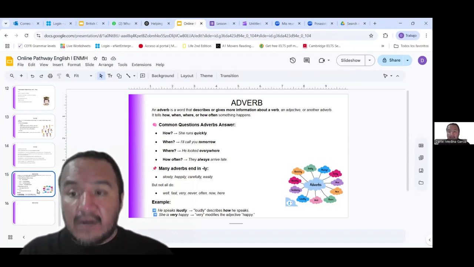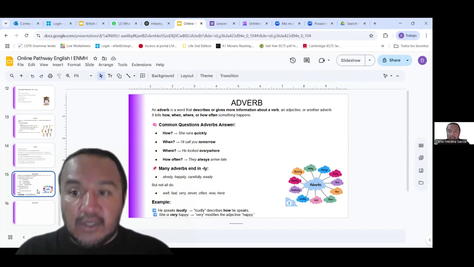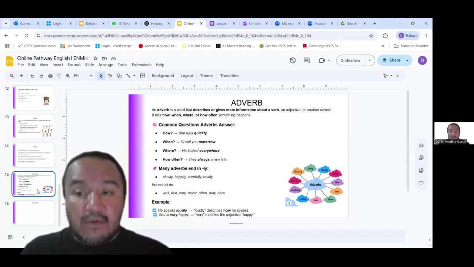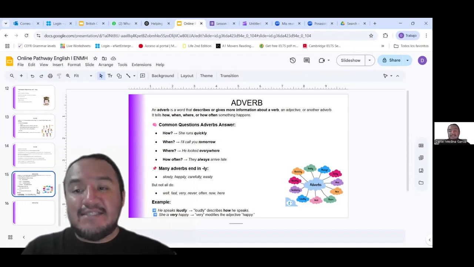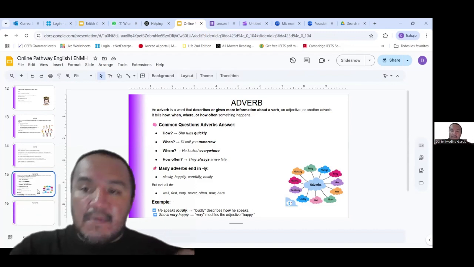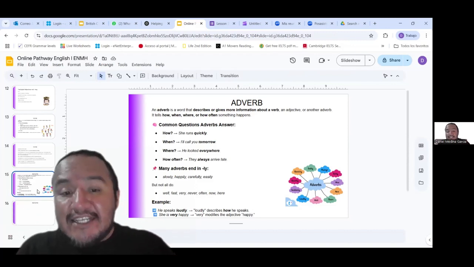Where? He looked everywhere. Where did he look? You say everywhere. This is my adverb of place. How often? They always arrive late. All the time. This is my adverb of frequency. So what you need to know in order to remember what an adverb is, it's precisely these questions.